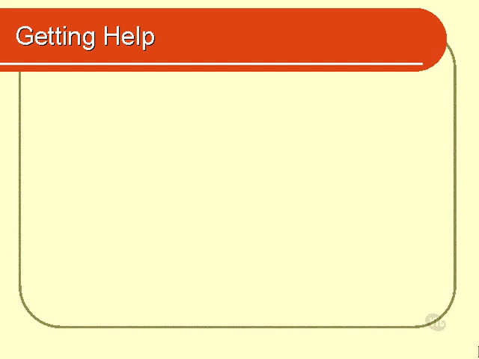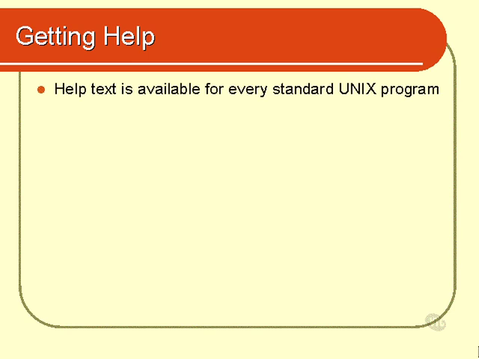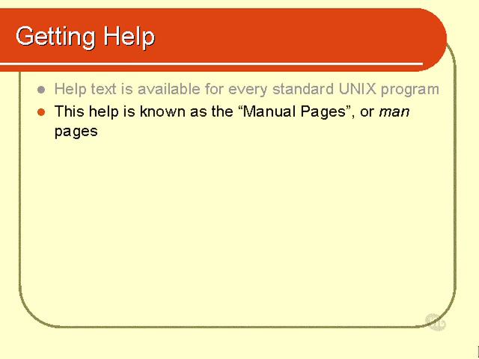This module is entitled Getting Help. What I mean by that is, where do you turn if you need more information about how to run a particular program? It's important to know that help text is available for every single standard Unix program. What does that mean? Well, if you've got a command like ls or uname or cal and you want to know all the details about how to use it, those details are available for you.